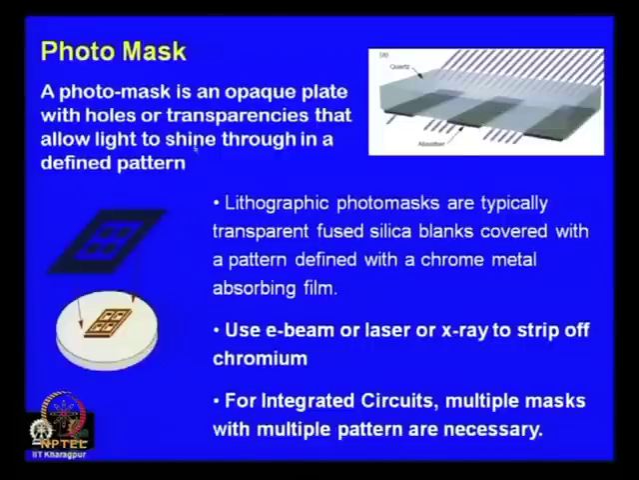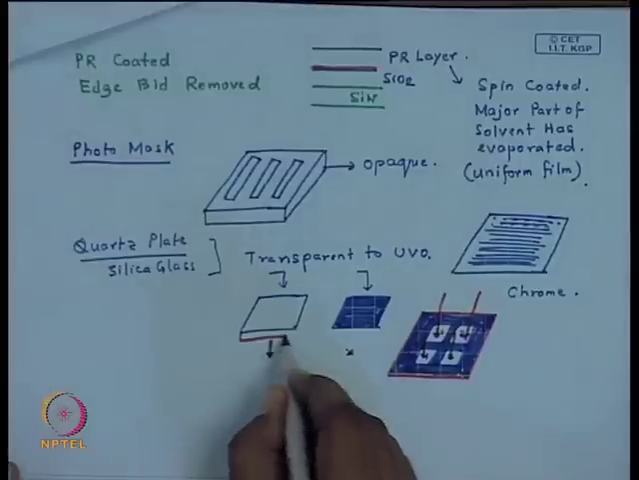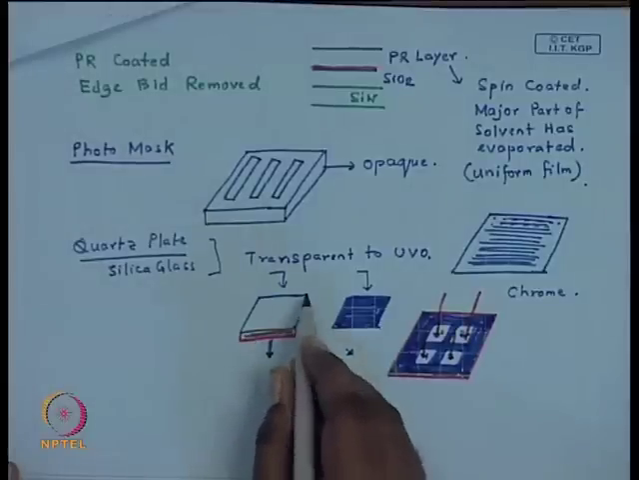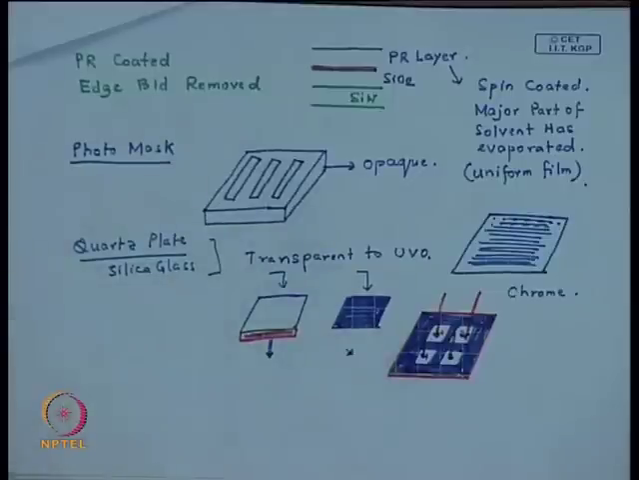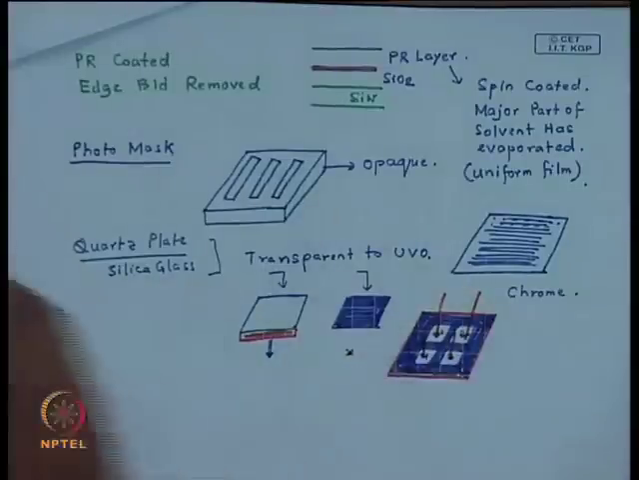So, whatever pattern you have on your mask, the exposure on the photoresist layer will now be controlled. So, you will have a spatial variation in the exposure on the photoresist layer depending on the pattern geometry created on the photo mask. Typically, the way we showed in the schematic over here, these are the typical steps. So, you start off with a UV blank, coat it fully with chromium, and then use a technique called electron beam or laser or X-ray to strip off chromium at the locations of your choice.